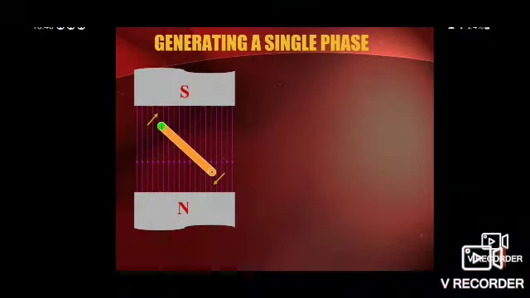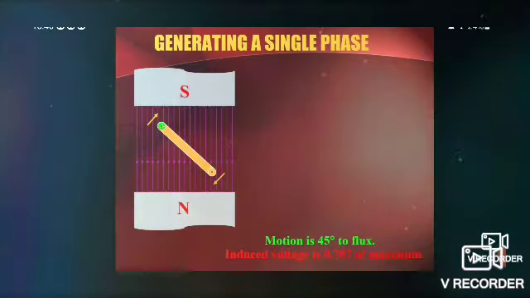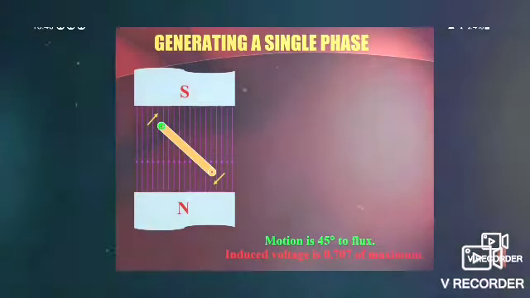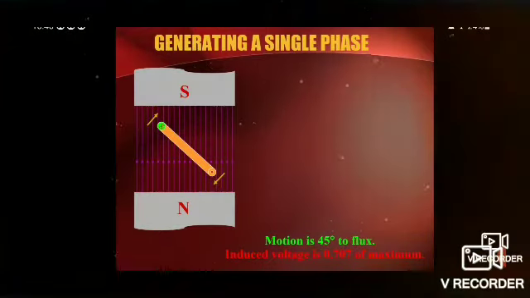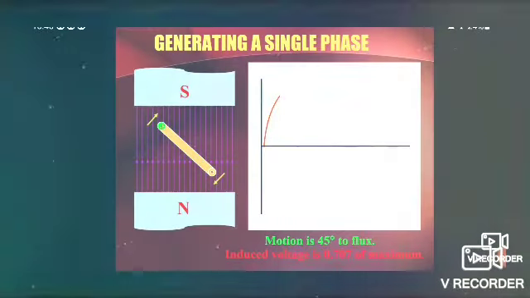Then see the diagram. Now the conductor is at 45 degree to the flux. Therefore, the induced voltage is 0.707 of the maximum value. The voltage line is shown in the figure.